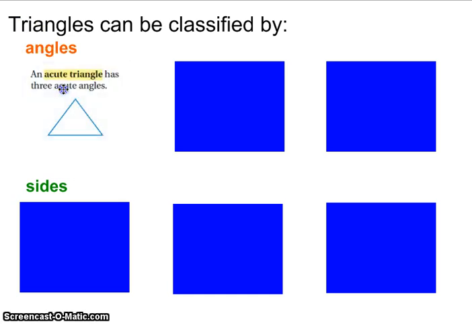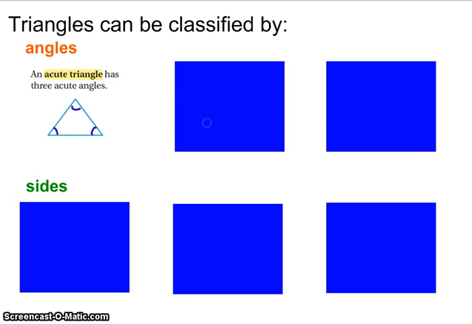So an acute triangle has three acute angles, so all three of its angles are going to be acute. All triangles will have at least two acute angles. An acute triangle has all three of them acute, which means that they're going to be less than 90 degrees.